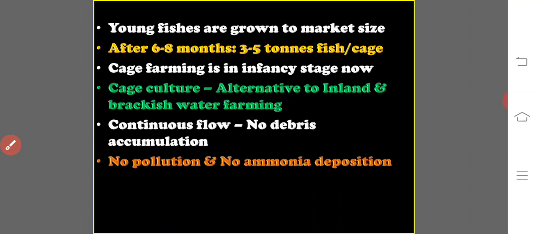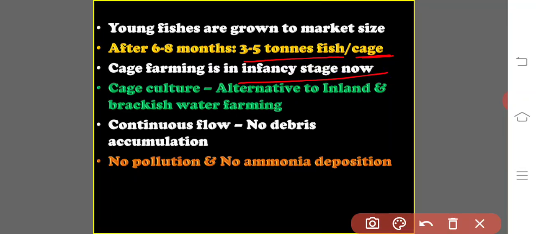In cage culture, young fishes are taken and introduced into the cage, and they will be grown to market size. After 6 to 8 months, we will yield 3 to 5 tons of fish per cage. Cage culture is in its infancy stage in India now, and it is the most suitable alternative to inland and brackish water fish farming. Instead of going for inland and brackish water fish farming, go for cage culture. It will be very profitable.